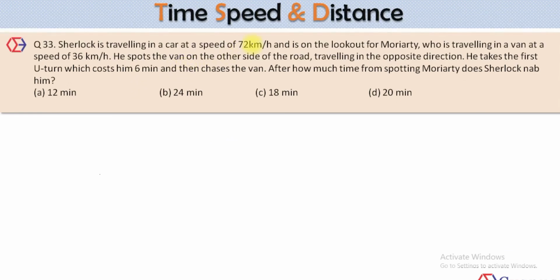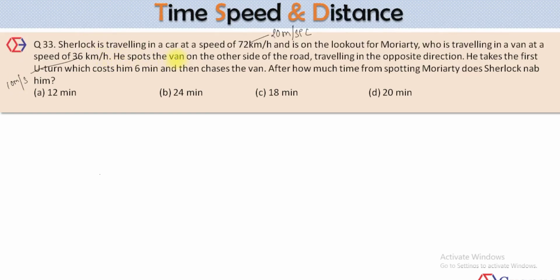Sherlock is traveling in a car at a speed of 72 km/h. Let's convert this into meters per second. When you multiply it by 5 by 18, you'll get 20 meters per second. And 36 into 5 by 18 is 10 meters per second. So Sherlock's speed is exactly double that of Moriarty.